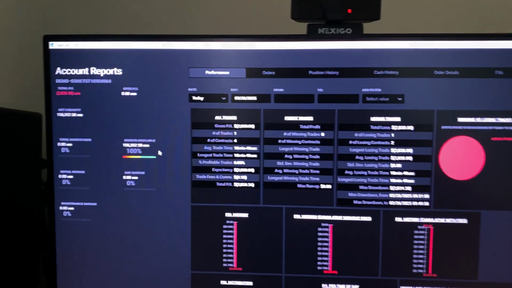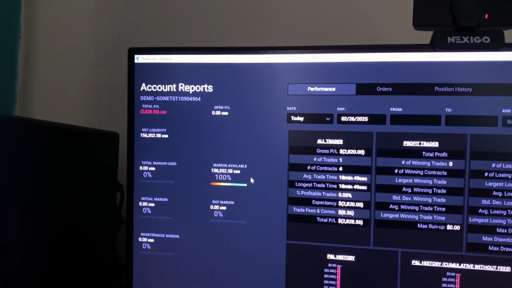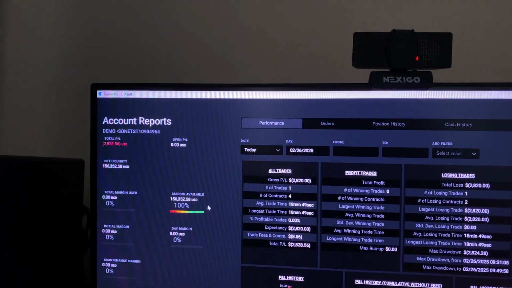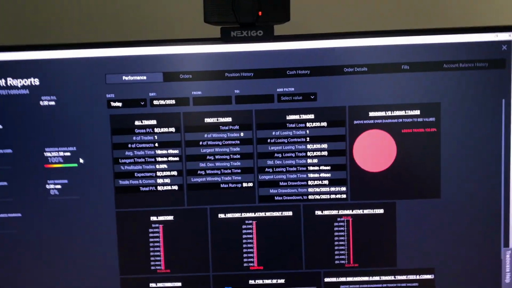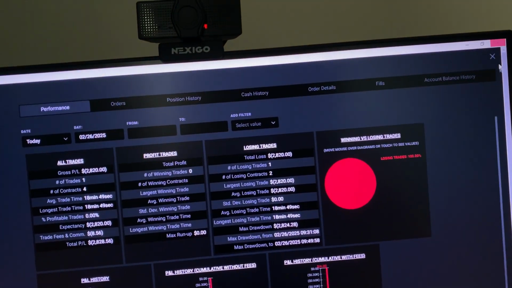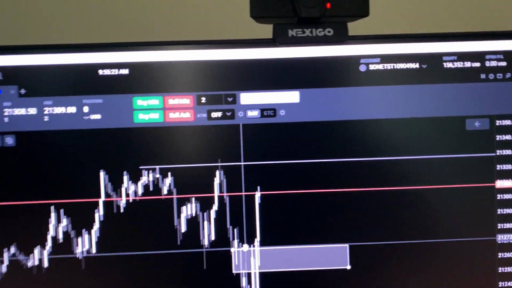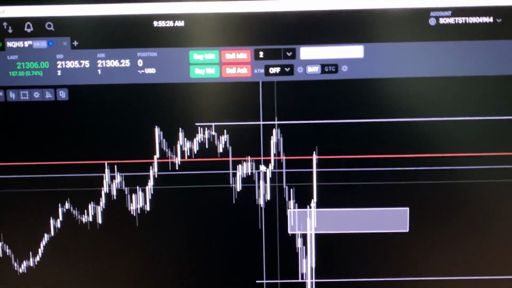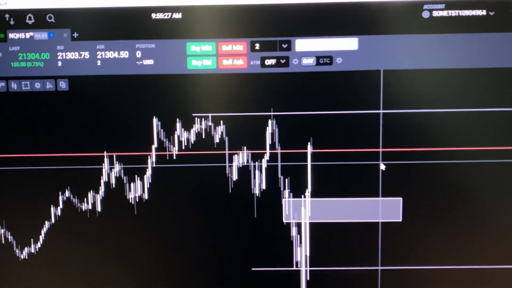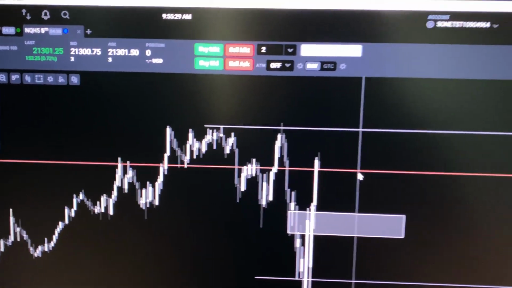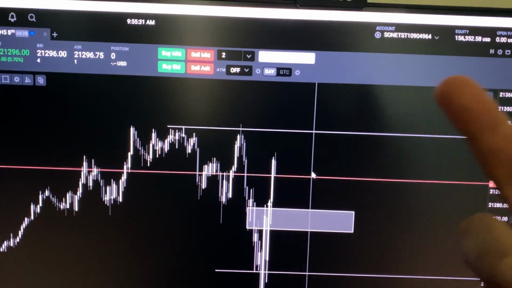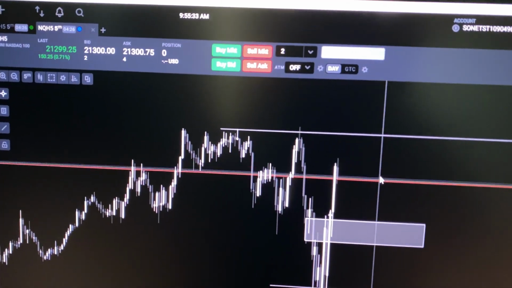All right, this is how I lost $2,828 today on a funded account. What I was looking for was, again, my criteria, like always, right? Sweep on liquidity, breaker structure, fair value gap, right?